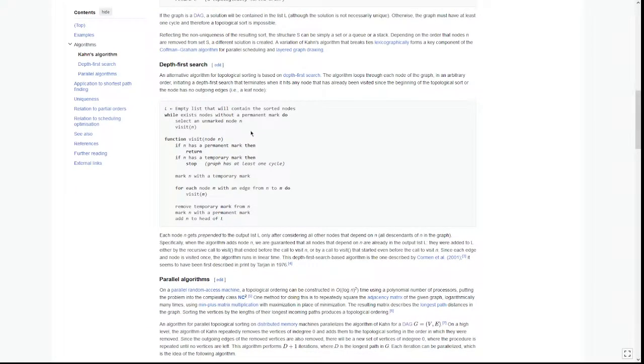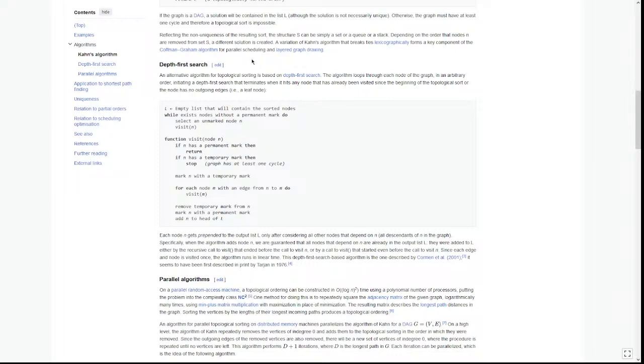L is an empty list that will contain the sorted nodes. While there exist nodes without a permanent mark, do: select an unmarked node N, visit N. This is the function visit. If N has a permanent mark, then return. So these are the base cases. If N has a temporary mark, then stop. What's the difference between stop and return? This graph has at least one cycle.